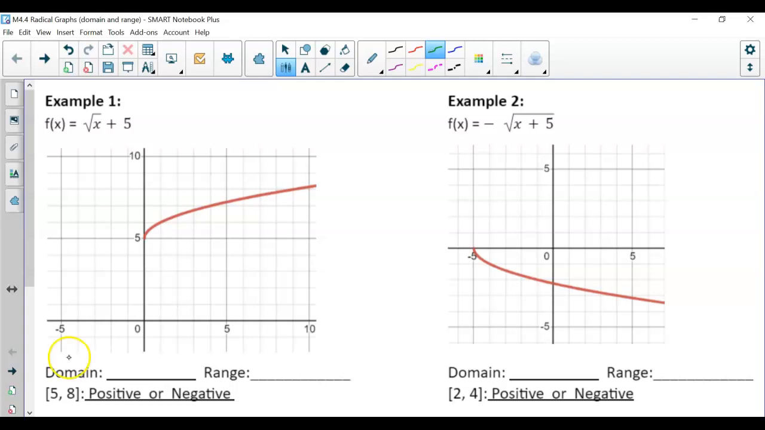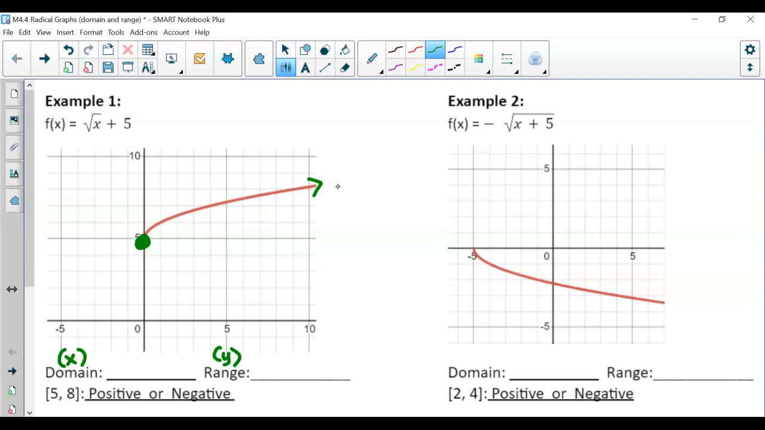So again here, remember, our domain is always the x values, and the range is always the y values. So here's our graph. Notice our radical function plus 5, so notice how it got moved up 5. What we're going to do with our half graph, our radical, notice how it starts here and then just continues on to infinity in one direction.